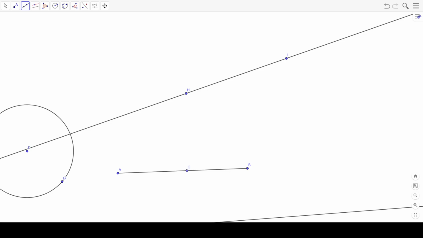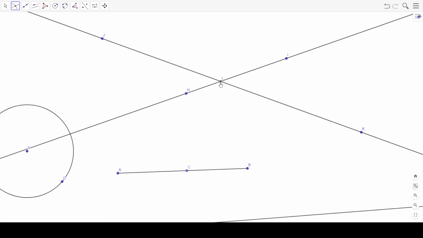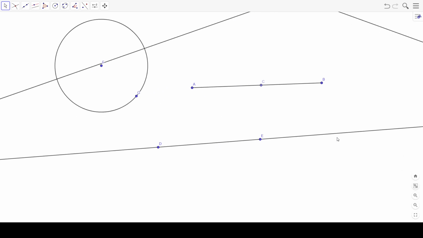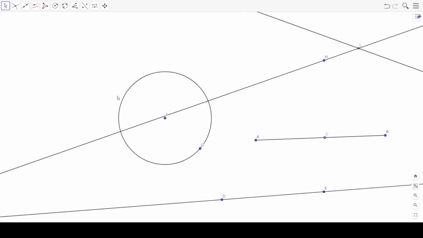Another thing which Euclid doesn't mention but assumes is that if two straight lines intersect, they intersect at a single point. And I'll show here the intersect tool, which allows us to select two different objects, and it will give us the point of intersection. Another interesting thing to note is that while we mentioned that the extremities of a straight line are points, there are lines that don't have extremities. So for example, an infinitely long line doesn't have endpoints because it never ends. And similarly, a circle doesn't have endpoints because it loops back into itself.